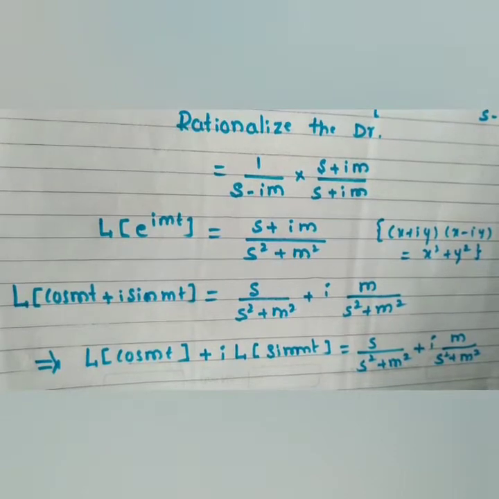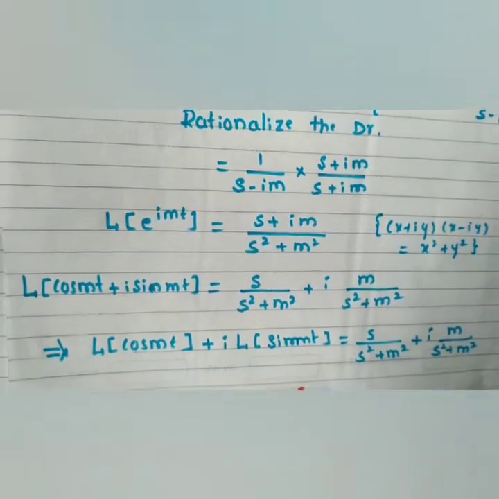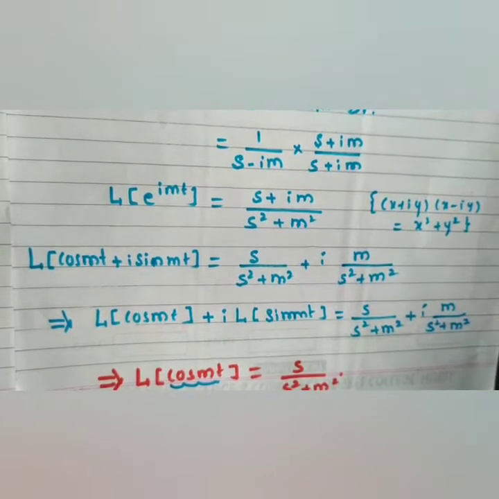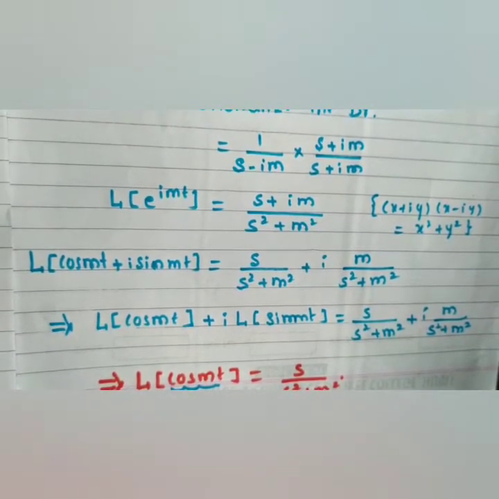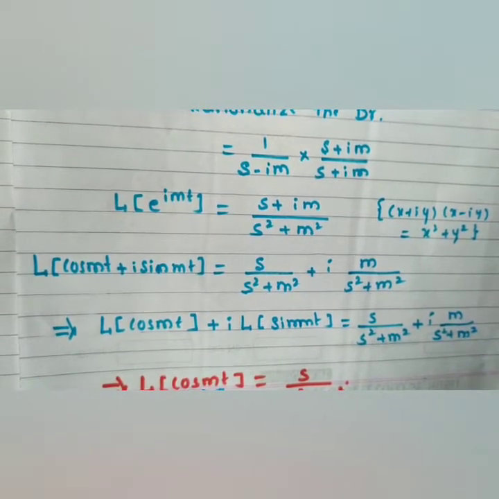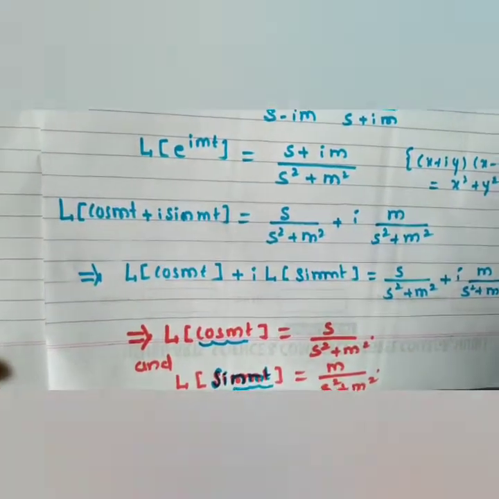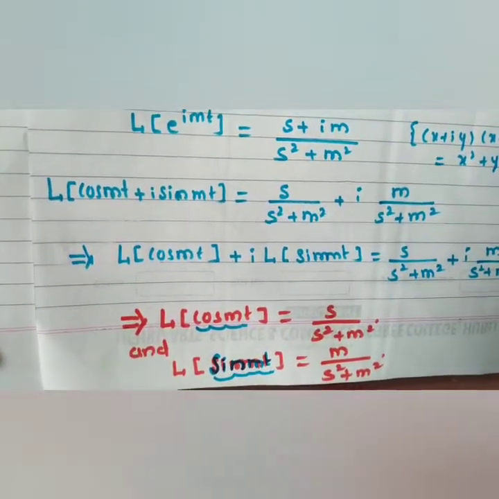Comparing the real part and imaginary part on both sides: real part equals real part, that is, L of cos mt is s by s square plus m square. Imaginary part on the LHS is L of sin mt, and imaginary part on the RHS is m divided by s square plus m square. Therefore, L of sin mt is m divided by s square plus m square.